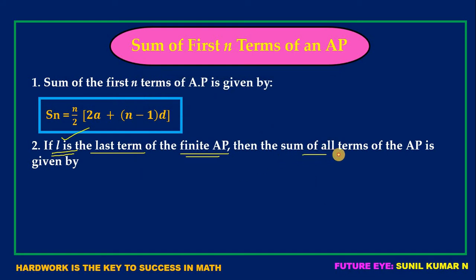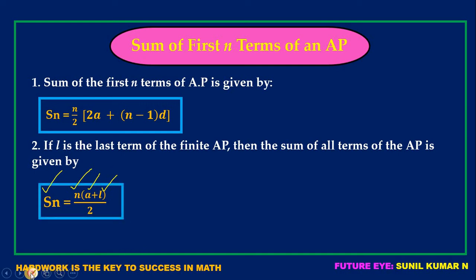Then the sum of all terms of the AP is given by the formula, that is Sn is equal to n by 2 into a plus L. I repeat again, children, Sn is equal to n by 2 into a plus L. So here Sn represents sum of numbers, n represents number of terms, a represents first term, and L represents last term.